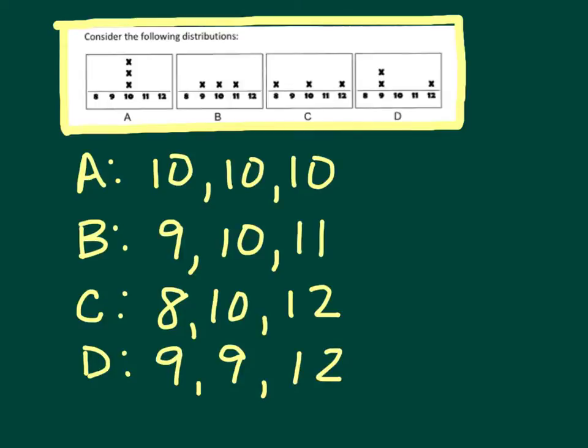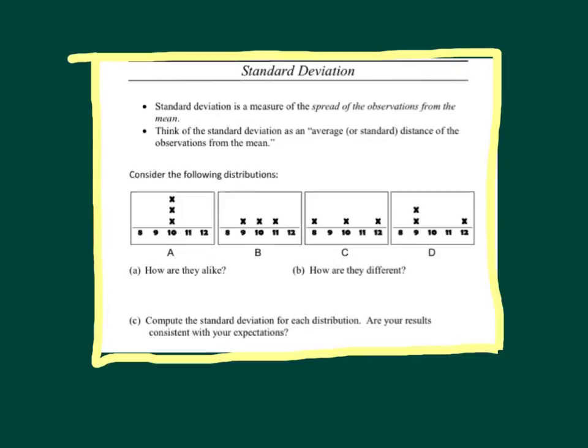In the next slide, they're going to ask us, how are these data sets, how are these distributions alike? And one thing that we can see right now is that they all have 3 data values inside their distribution. So like we said earlier, all of these distributions are alike in that they each have 3 data values inside their data set. 1, 2, 3, 1, 2, 3, and 1, 2, 3.